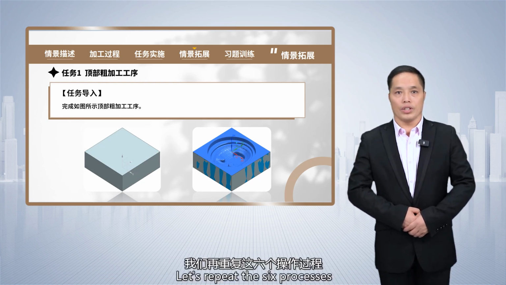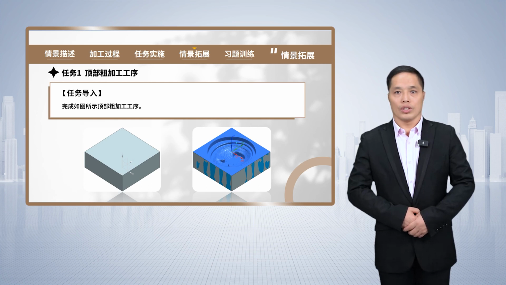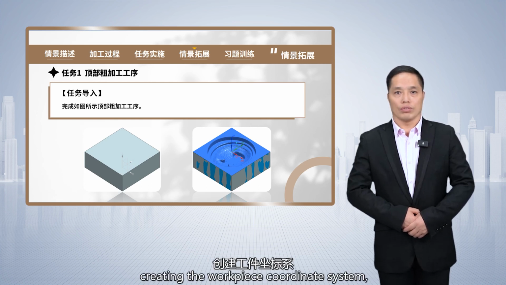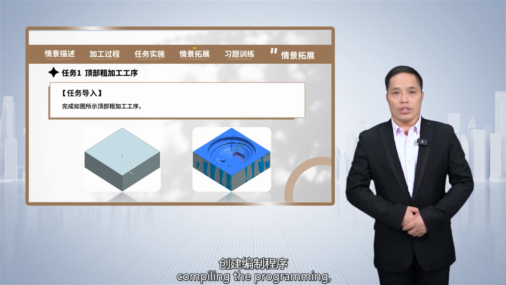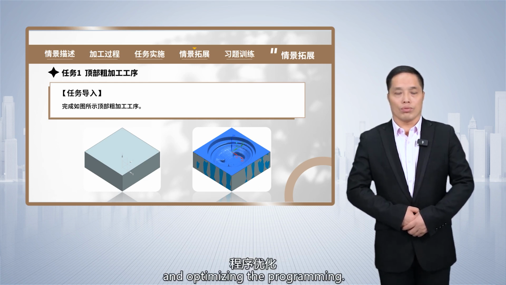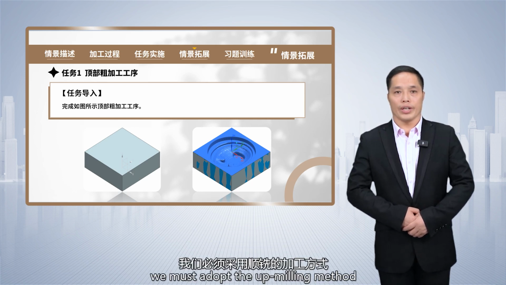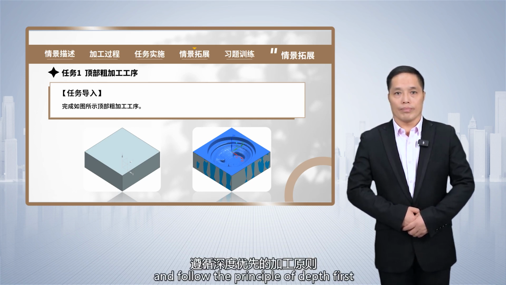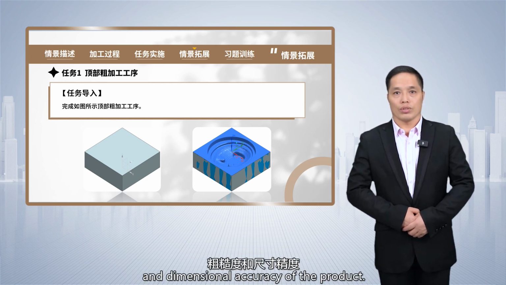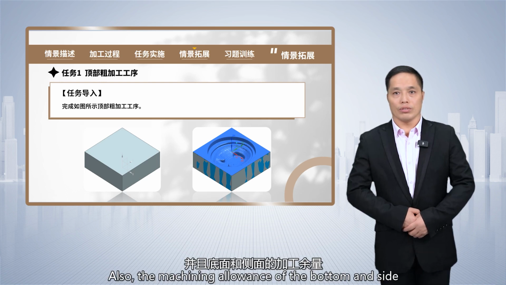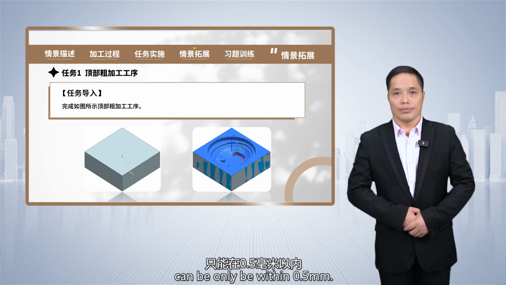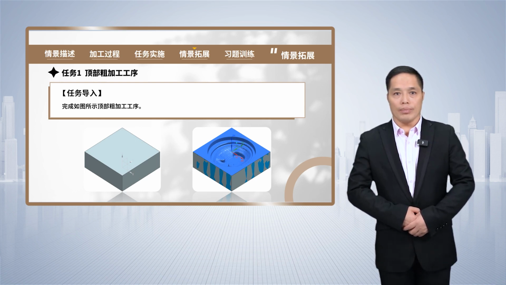Let's repeat the 6 processes of creating tools, creating the workpiece coordinate system, creating the blanks, compiling the programming, simulating machining, and optimizing the programming. When machining this product, we must adopt the upmilling method and follow the principle of dips, first to ensure the surface roughness and dimensional accuracy of the product. Also, the machining allowance of the bottom and side can only be within 0.5 mm.